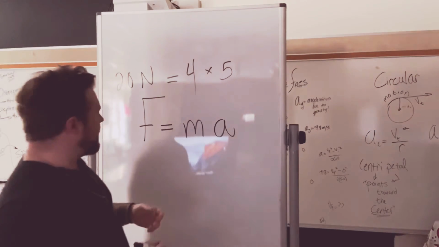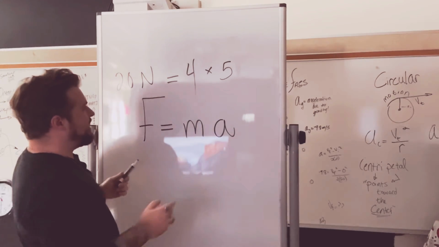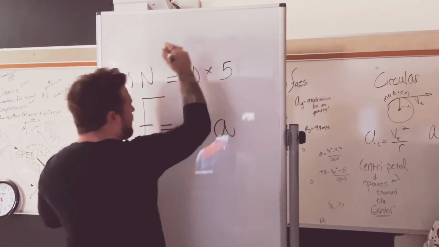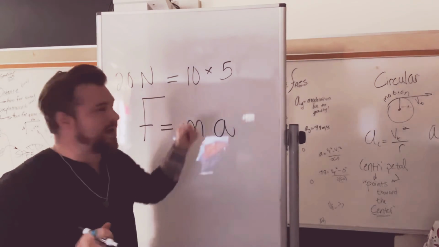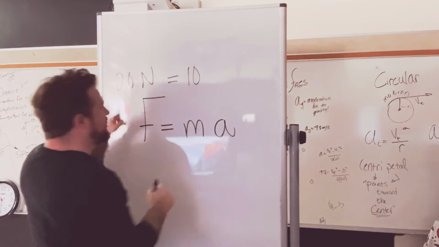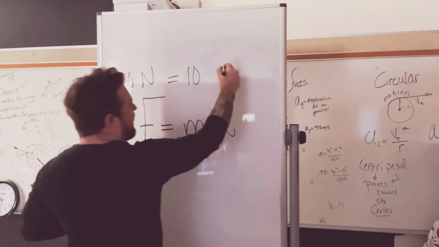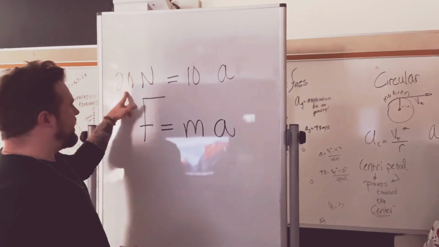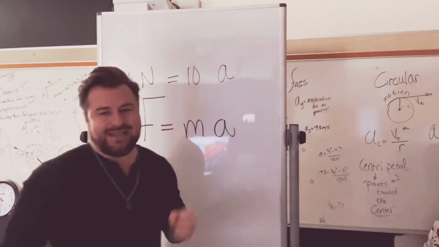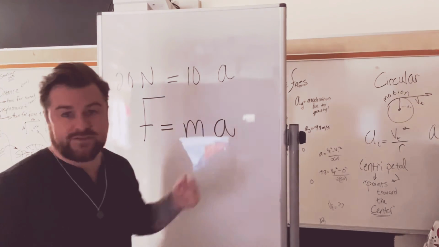And I could do other things with this too, right? I can say, what if I had a 10 kilogram object? How fast would it accelerate, a, if I use 20 newtons, right? Now I have this a here and I don't know it. 20 newtons is equal to 10 times a. If I use 20 newtons of force on a 10 kilogram object, how fast is it going to accelerate?